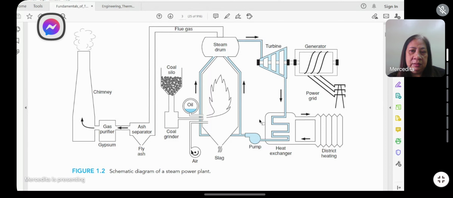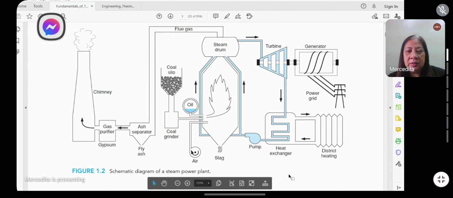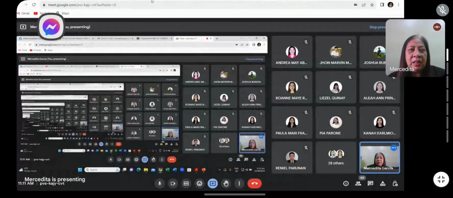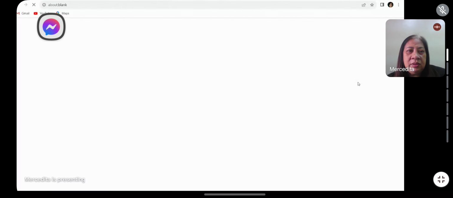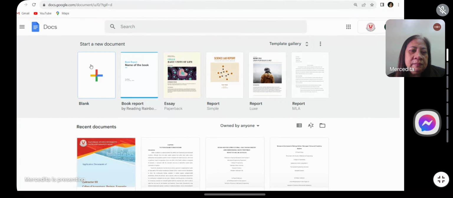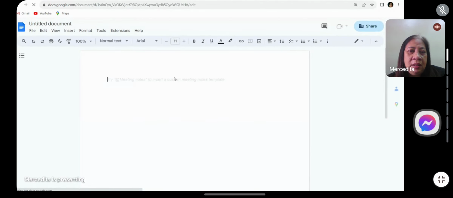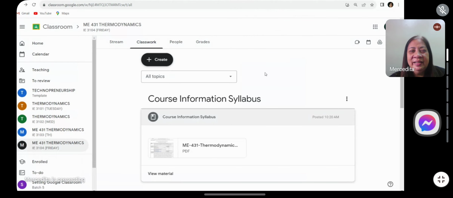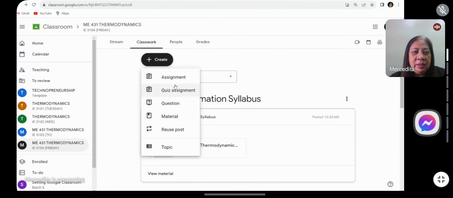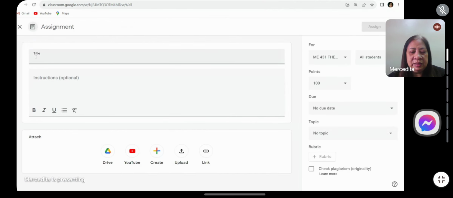Hindi nyo siya kailangan i-print. Lalagay nyo lang siya sa either sa, anong tawag doon? Sa bond paper, long bond paper. Anong tawag doon sa form? Sensya na. Nakakalimutan ni ma'am ang mga tawag. Ito, sa docs. Yan. Ilagay nyo lang dito sa drive. And then, i-post nyo sa ating Google Classroom. Google Docs. Nakakalimutan ko mga tawag. So, we're going to create a topic here. Actually, assignment. And ang title is Mechanical Devices.